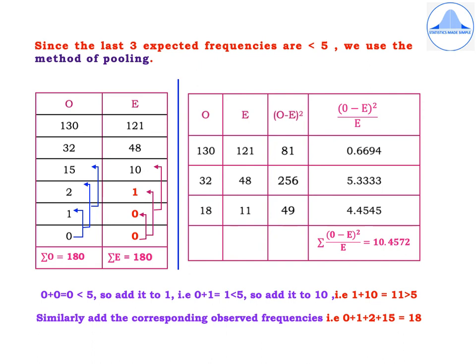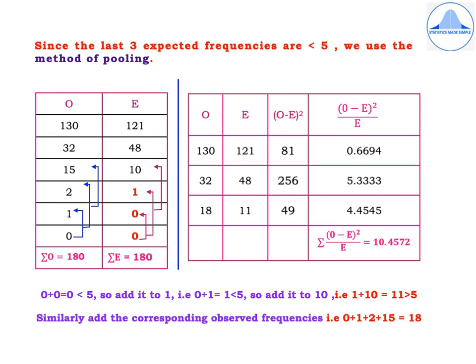Let us form a table on the extreme left of the slide, that is the observed frequencies and the expected or the theoretical frequencies. So the observed frequencies given to us in the problem are 130, 32, 15, 2, 1 and 0. And the expected or theoretical frequencies which we found out are denoted by capital E, that is 121, 48, 10, 1, 0 and 0. Now you will observe that the last 3 expected frequencies, that is 0, 0, 1 are less than 5. So we have to make use of the method of pooling, and these expected frequencies which are less than 5 are highlighted in red color.